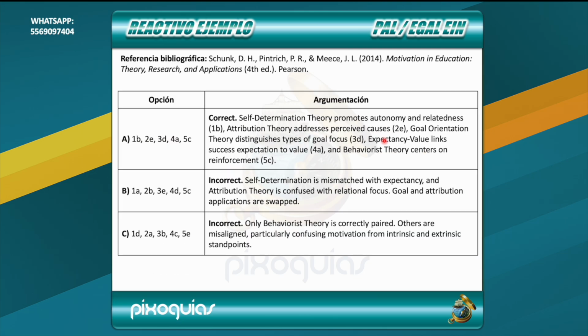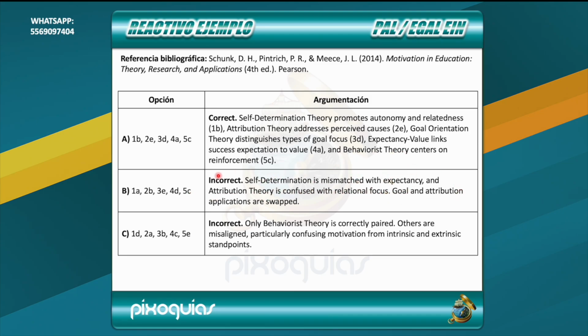So, we can see the explanation that self-determination theory promotes autonomy and relatedness. Attribution theory addresses perceived causes. Goal orientation theory distinguishes types of goal focus. Expectancy value links success expectation to value. And behaviorist theory centers on reinforcement. Well, options B and C are incorrect because self-determination is mismatched with expectancy, and attribution theory is confused with relational focus.